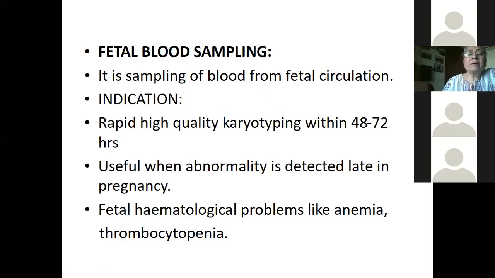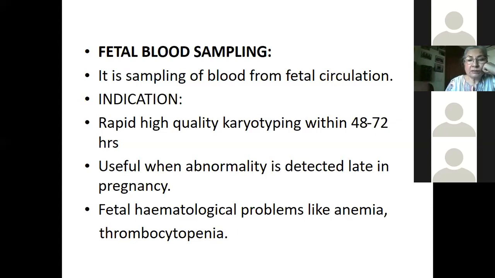Now, fetal blood sampling is again a technique, but it is done later in the gestation, when the fetal hemopoietic system is completely developed and there is blood circulating. And from where do we take the blood? We take it from the umbilical cord, close to its insertion into the placenta.